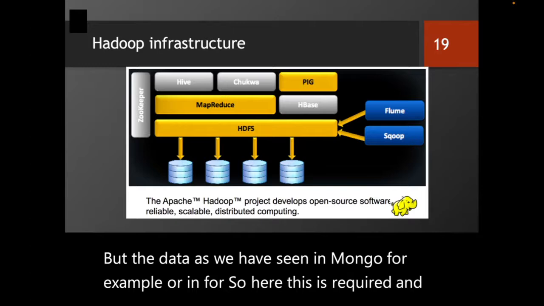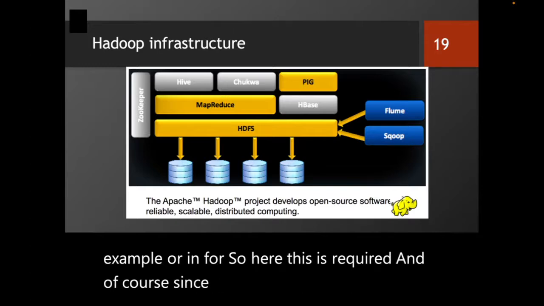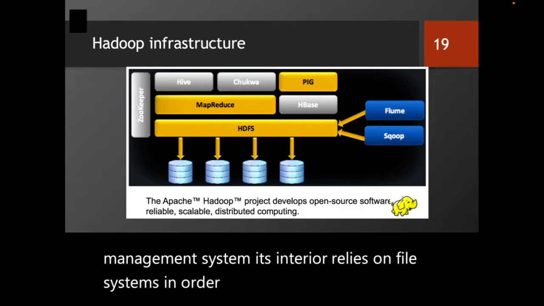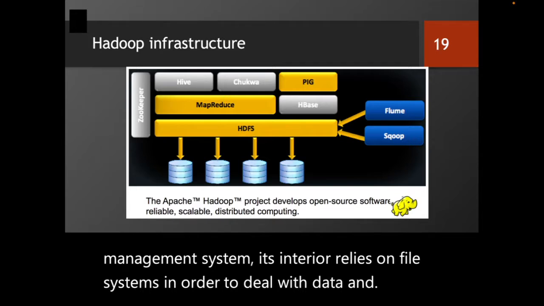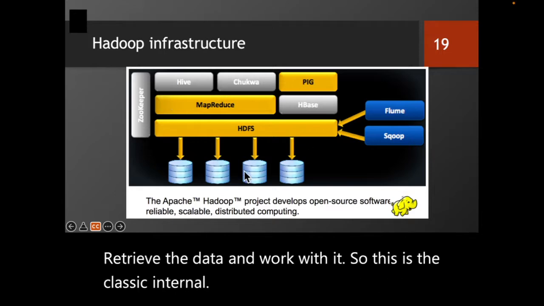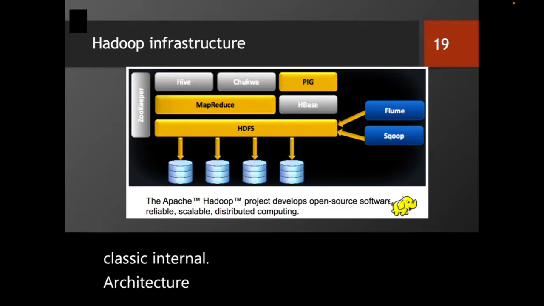And of course, since you know relational databases, any data management system in its interior relies on file systems to deal with the data, retrieve the data and work with it. So this is the classic internal architecture of data management support.